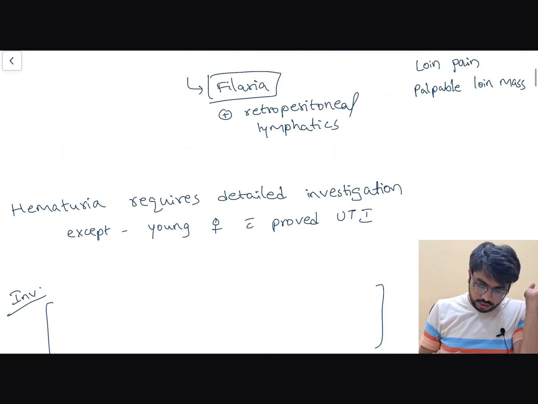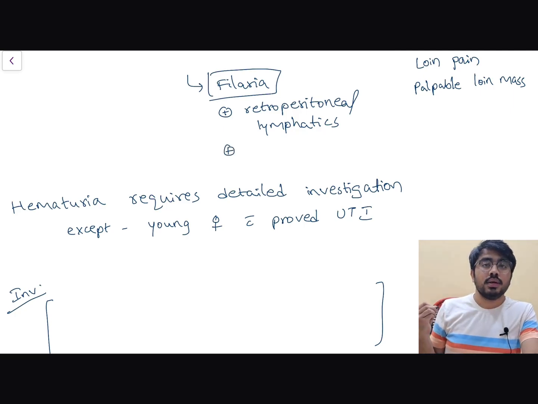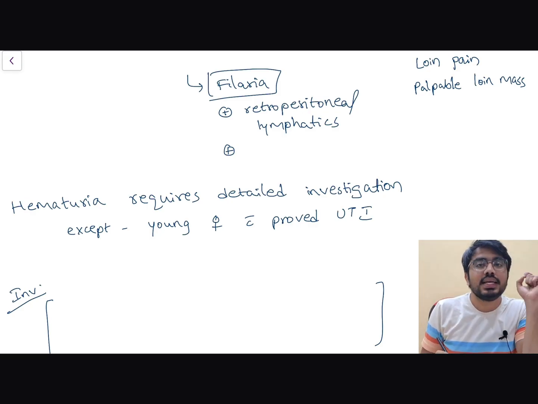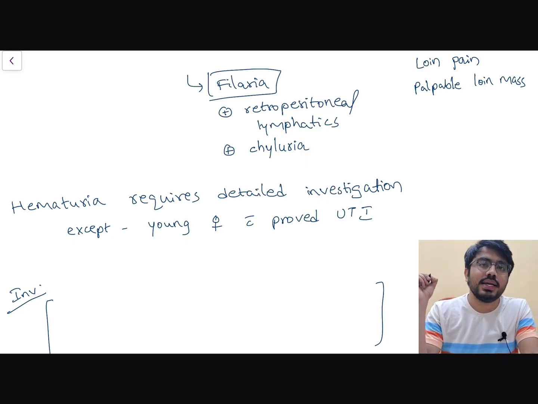Now, one point I have forgotten to mention. In filaria, there is retroperitoneal lymphatics involvement. Along with that, you can see a milky color of the urine, which I am going to call chyluria. Milky color of the urine, chyluria, is a feature of filariasis.